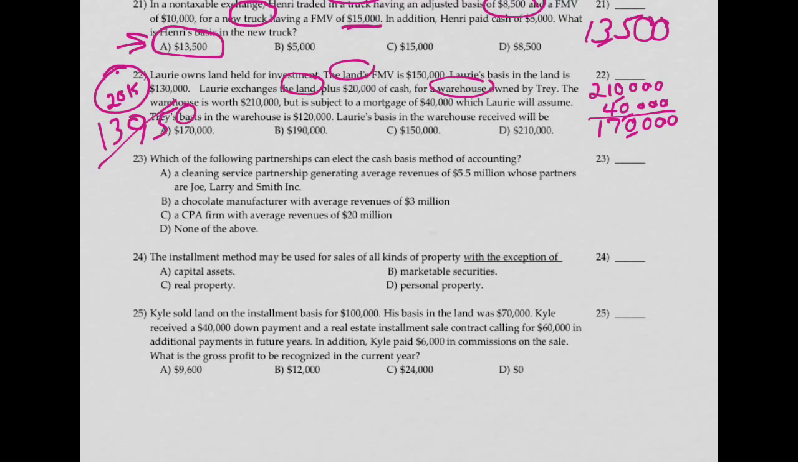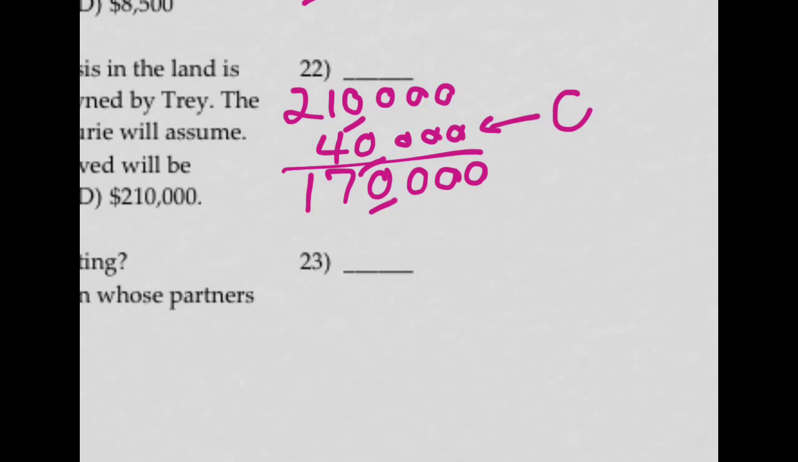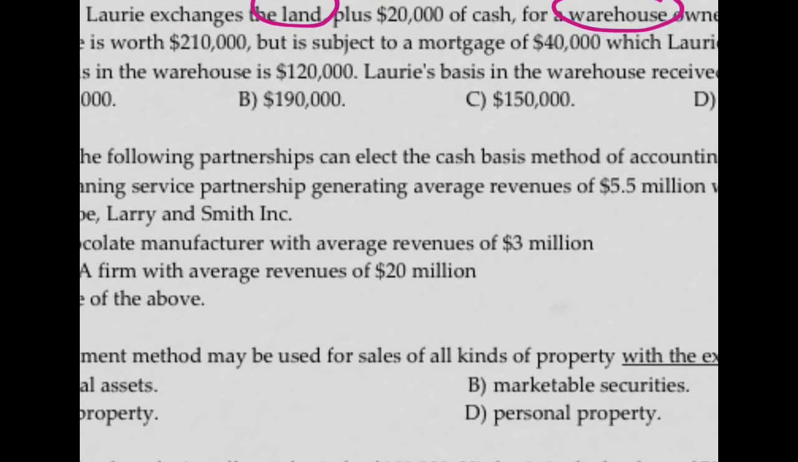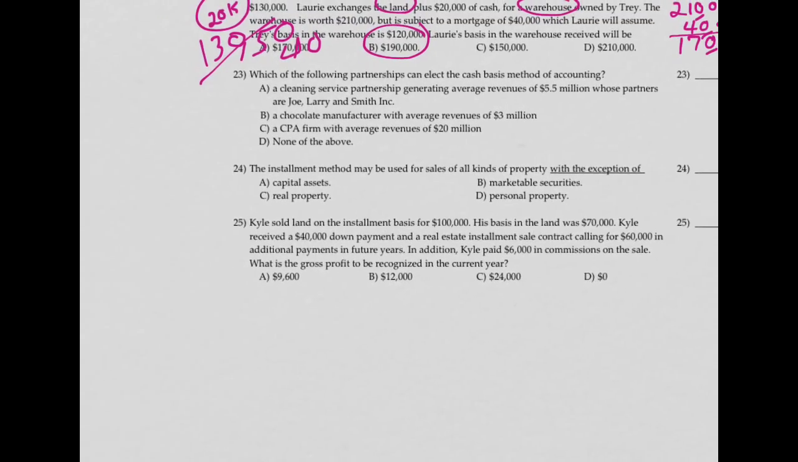But the truth of the matter is, as we learned in property acquisitions, the value of assuming the mortgage is really the same as cash. The value of assuming a mortgage is the same as cash. So adding to the adjusted basis is the 40. 40 plus the 150 is the 190, and that's the correct answer there.